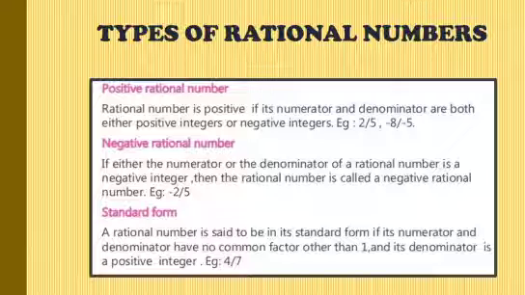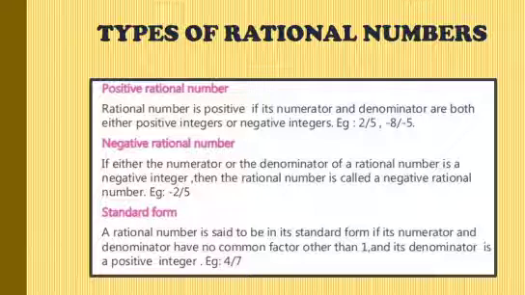Negative rational number: if either the numerator or the denominator of a rational number is a negative integer, then the rational number is called a negative rational number. It means if either the numerator is negative or the denominator is negative, both come under negative rational number.